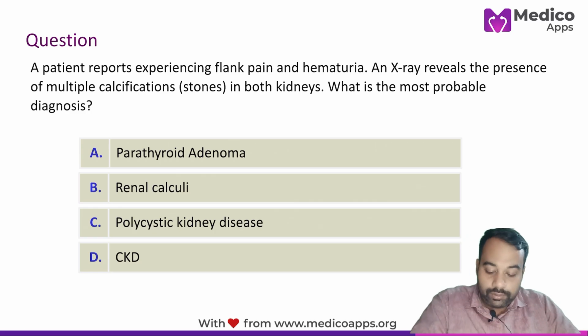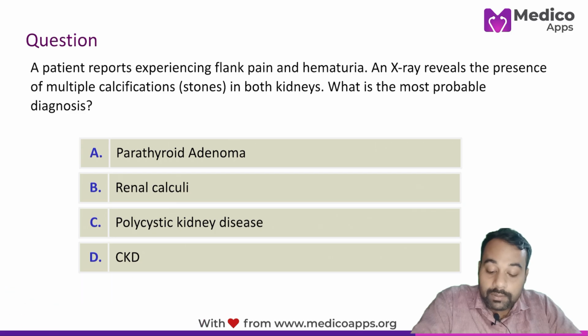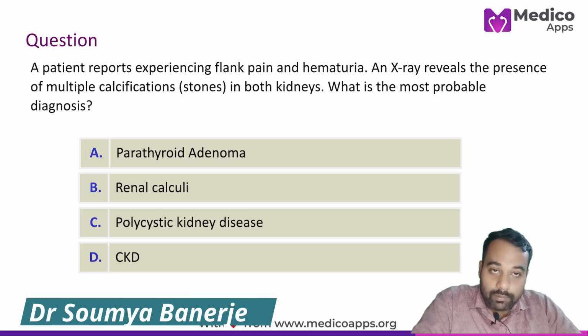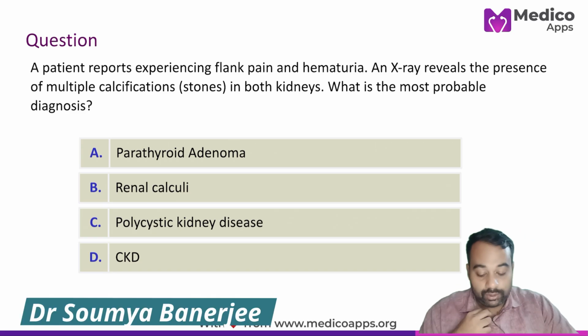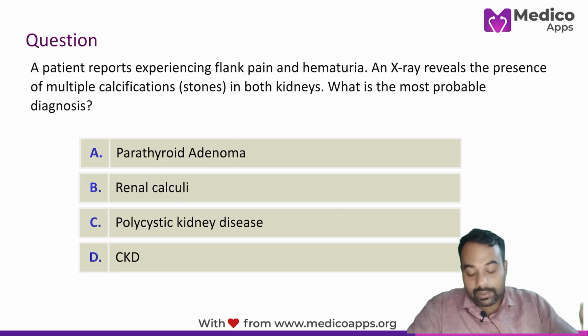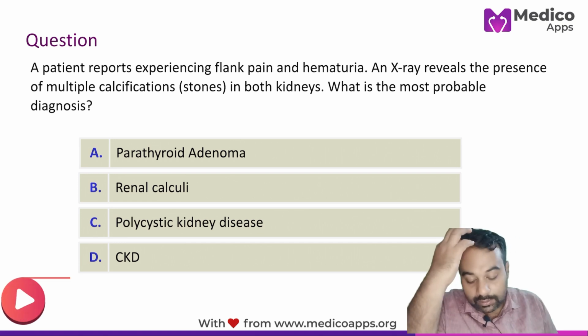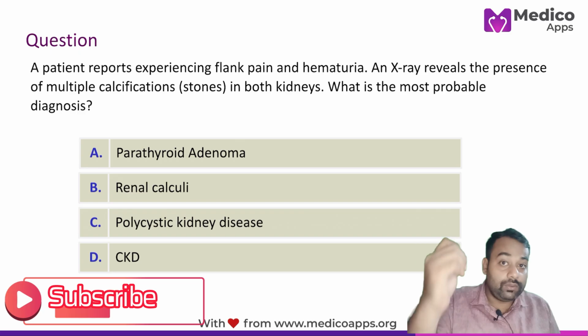So our next question is: a patient reports experiencing flank pain with hematuria. X-ray reveals the presence of multiple calcifications. Query: stones in both kidneys. Now what is the most probable diagnosis in this patient? Your options are: A, parathyroid adenoma; option B, renal calculi; option C, polycystic kidney disease; and option D, that is your CKD.